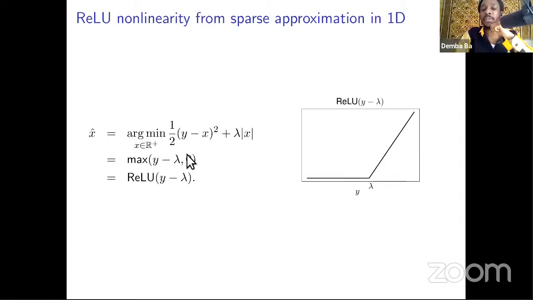It turns out that the solution to this is to take y, shift it to the left by lambda, and then threshold. That's the ReLU nonlinearity, one of the most popular nonlinearities in the deep learning field. So what I've just shown you is that you can derive ReLU from sparsity. What I will show you next is how this generalizes to the case where we don't live in one dimension anymore, but we actually have vectors here and we have matrices for H.